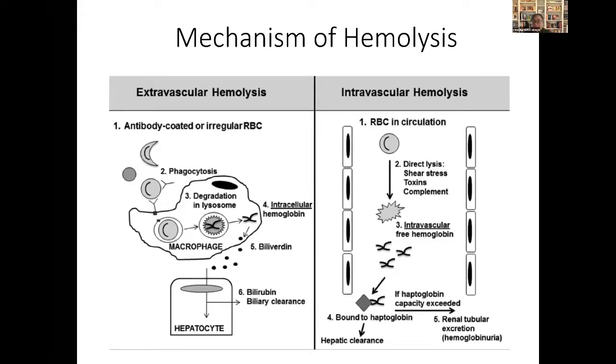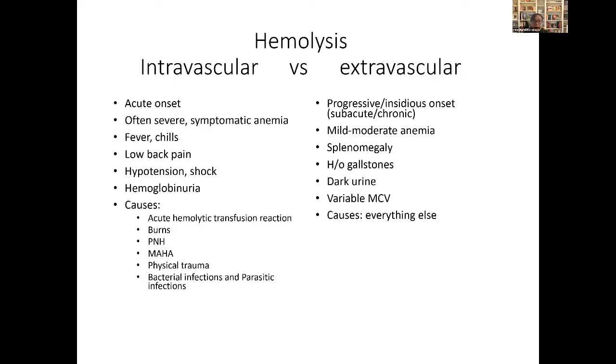And if that happens, then the hemoglobin starts being excreted through the renal tubular system, which can cause renal damage. And you see what we call hemoglobinuria, which is basically the red urine. So what are the consequences of that?